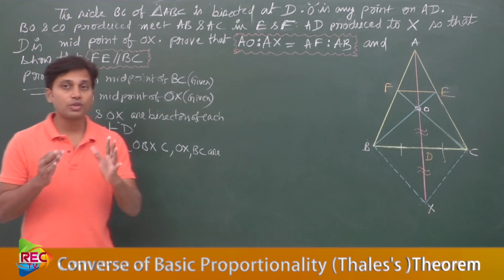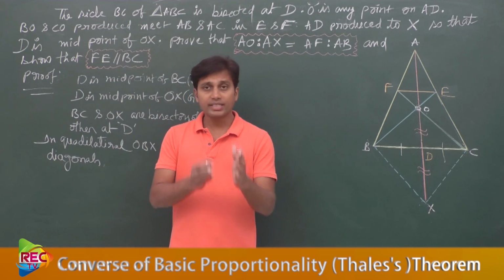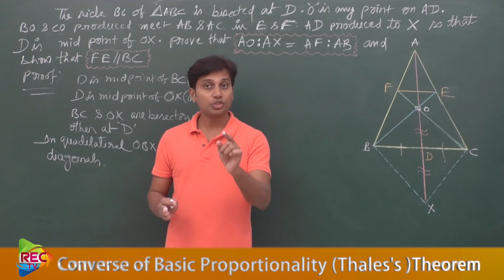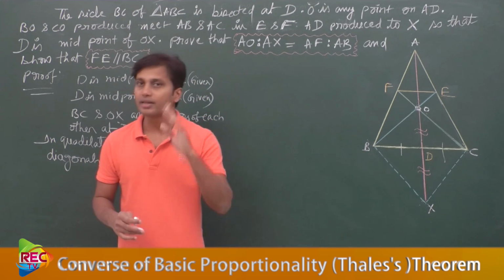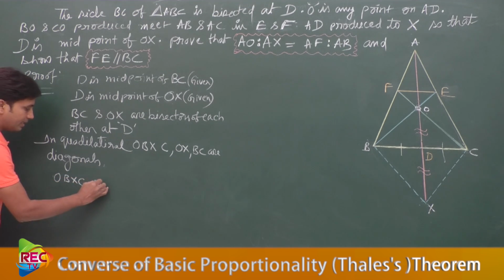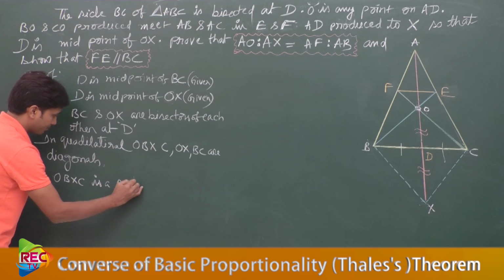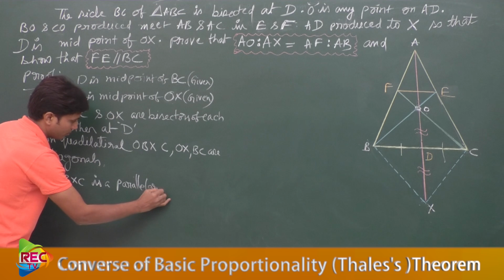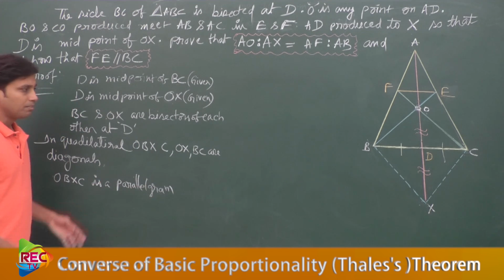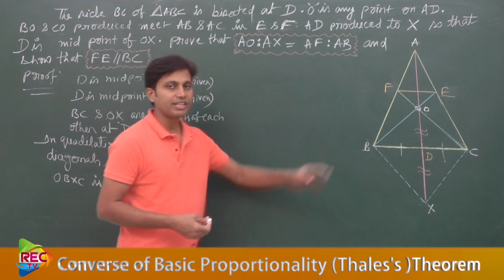Now coming to the properties of quadrilaterals. In a quadrilateral, if two diagonals are bisectors of each other, then it should be a parallelogram or not? From the properties of parallelogram, from the above conditions, we can say that OBXC is a parallelogram. It's a parallelogram because diagonals are bisectors of each other, as per the given condition.